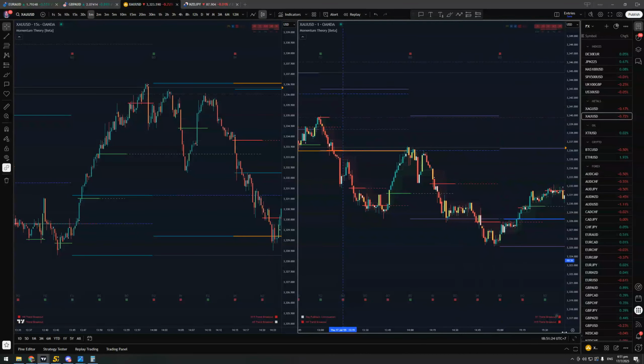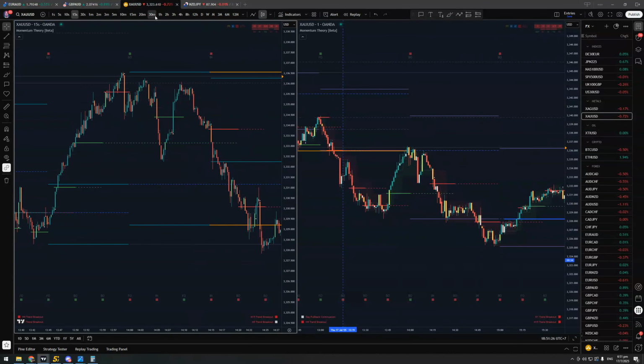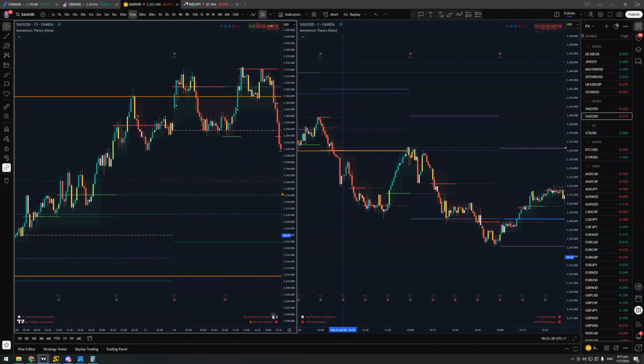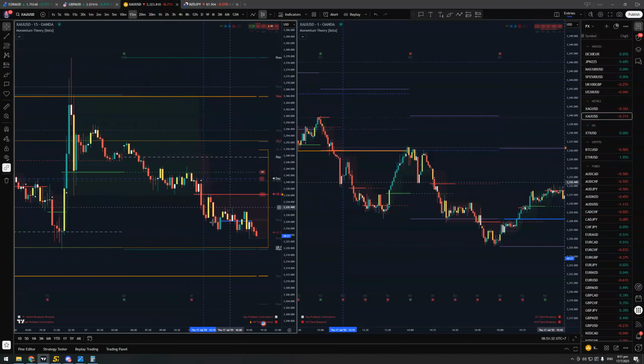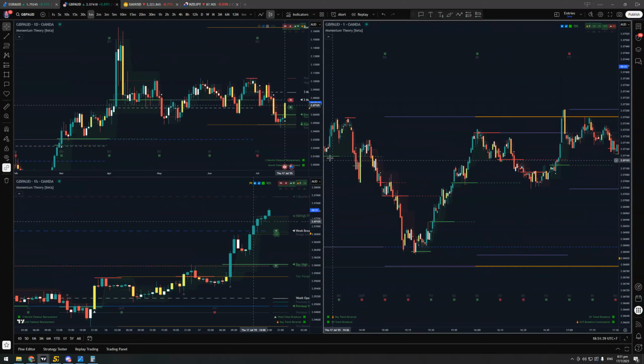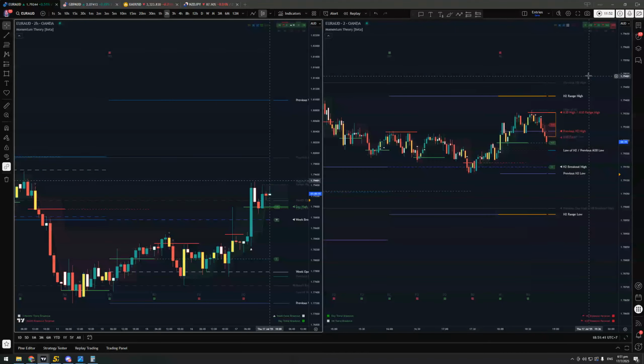All right, so gold didn't set up for me. I did guess the direction correctly, but no entries on gold. And that's it. Okay, so only one trade on EURAUD, skip trade on GBP AUD, and now waiting for New York session.